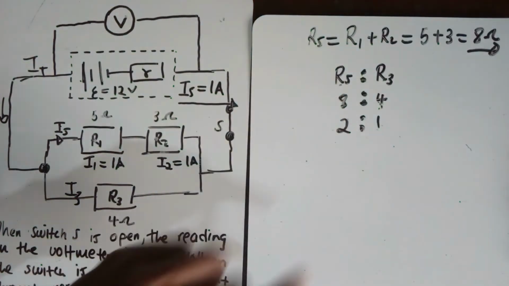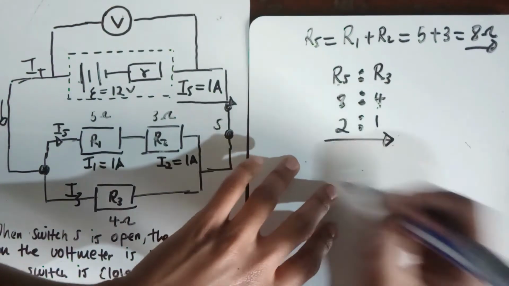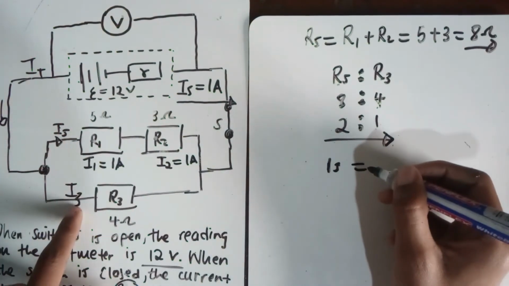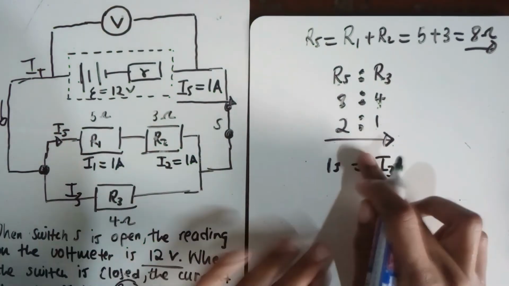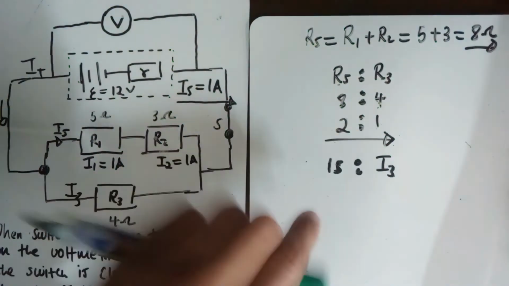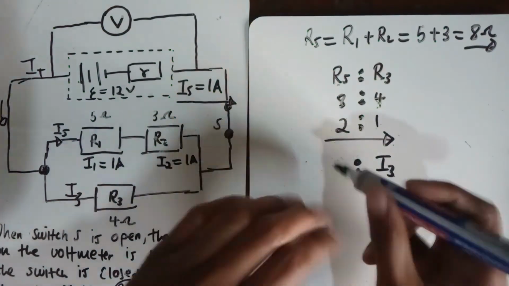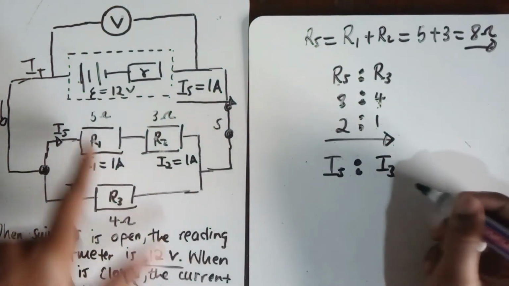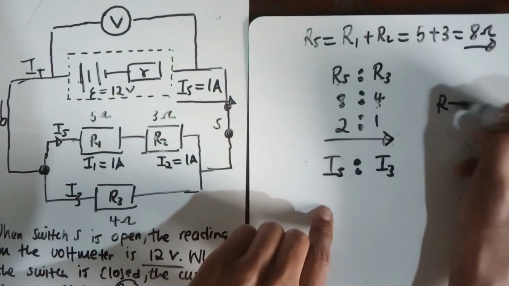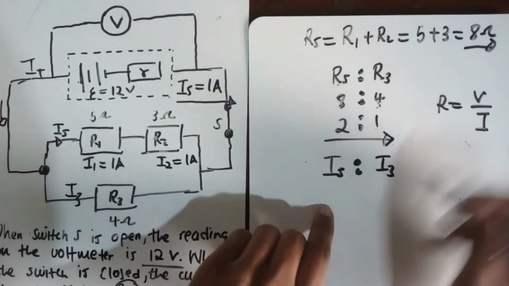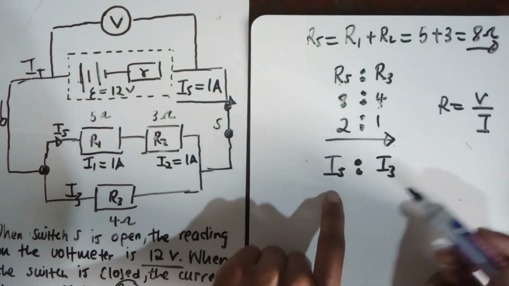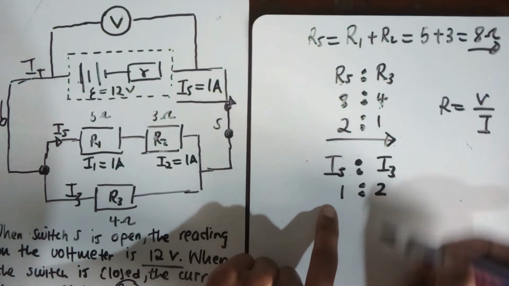Why is this important? If we found this, we can actually find the ratio of the current IS to the current that will flow here, which is I3. Remember, it's a ratio. We already know what IS is. We told you what it was when we were interpreting the circuit, and we said it's 1 ampere. But in terms of Ohm's law, they are inversely proportional, meaning if the ratio of the resistors is 2 is to 1, the ratio of the currents would actually be 1 is to 2.